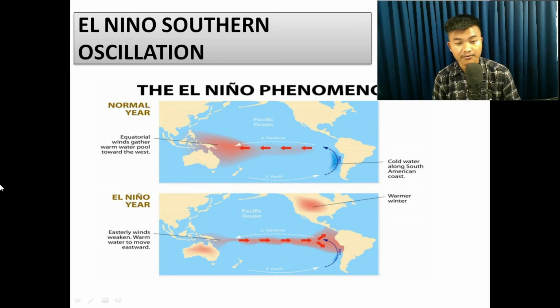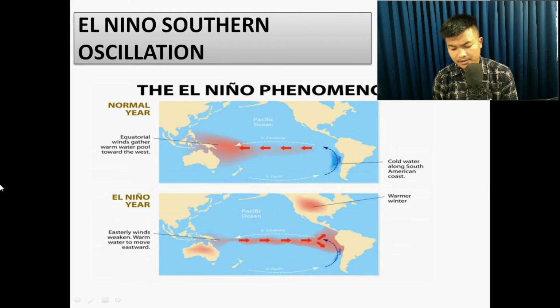It means that it is vice versa. When the Indian Ocean has high pressure, the Pacific Ocean has low pressure. And in the same way, when the Pacific Ocean has high pressure, the Indian Ocean has low pressure. Such a change in pressure conditions is referred to as the southern oscillation.